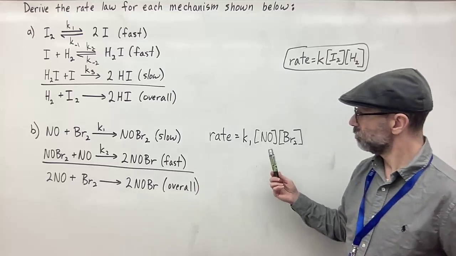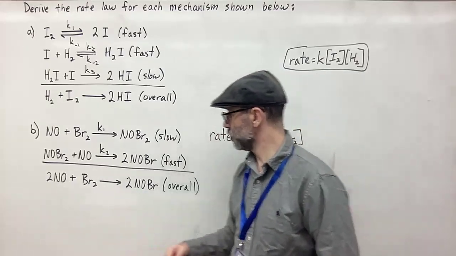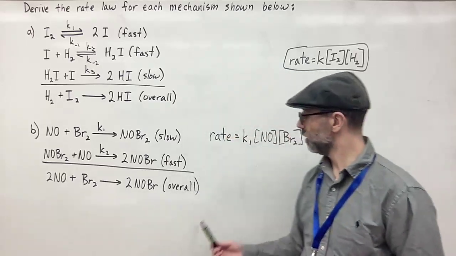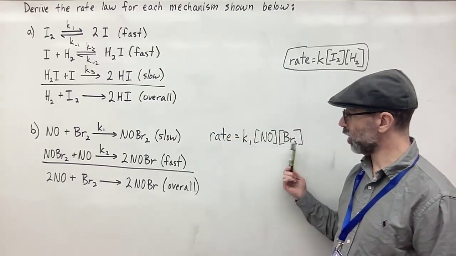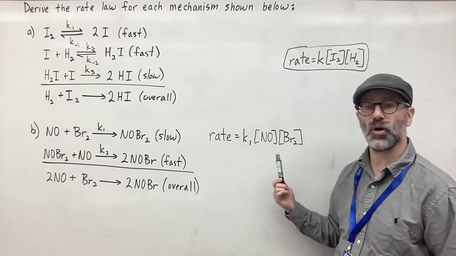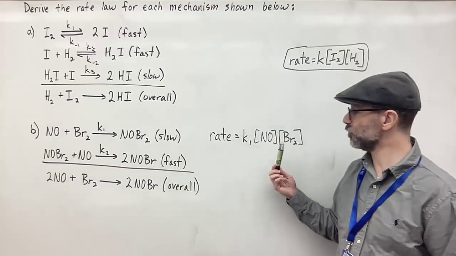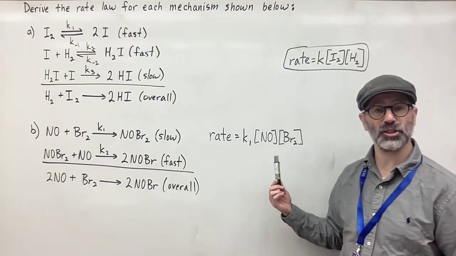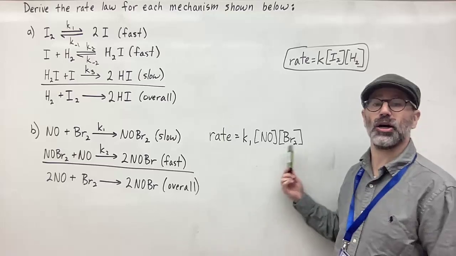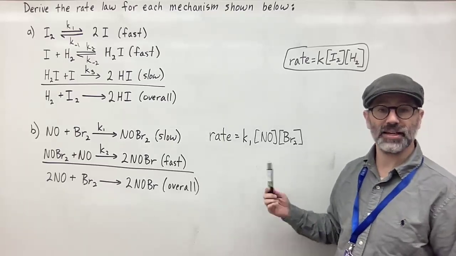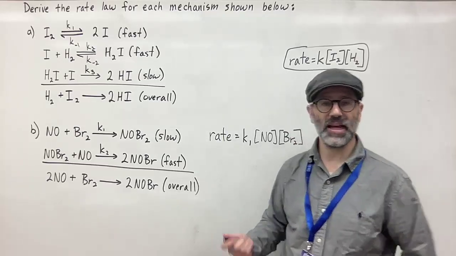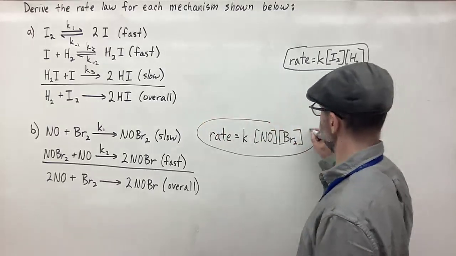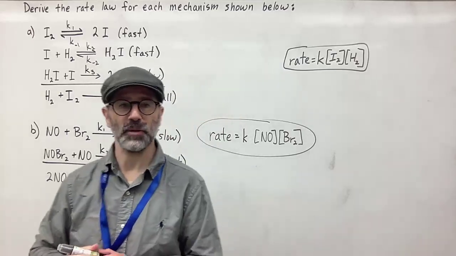But notice that NO and Br2 are in the overall reaction. So there's no more that we need to do. We don't need to substitute because there's no intermediates in our rate law from the rate determining step. So this here is the rate law for this mechanism, for this reaction here. And that's all you need to do. So that is the answer. We just get rid of the 1 there. And this is the rate law for part B.